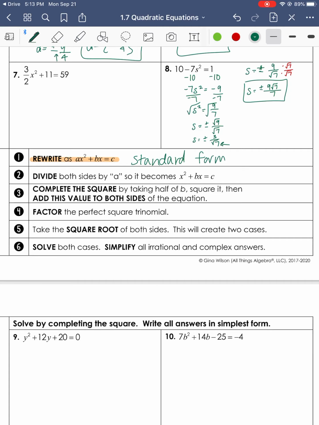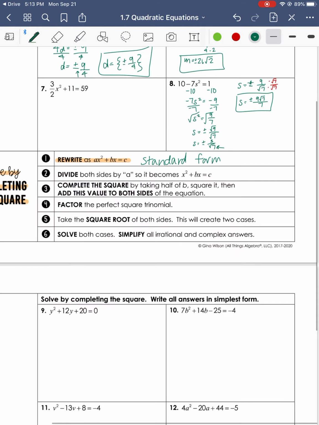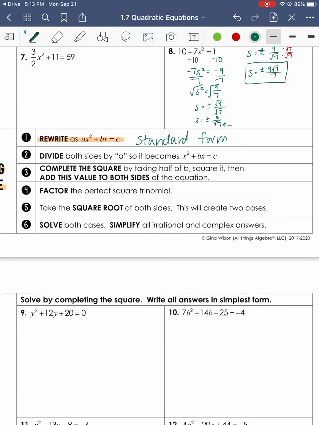Okay, and then we're going to divide both sides by a. So we get x squared plus bx plus c. Let me back up. This is not standard form. I looked at this wrong.